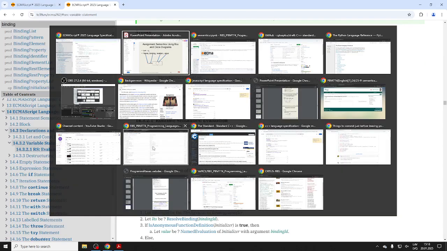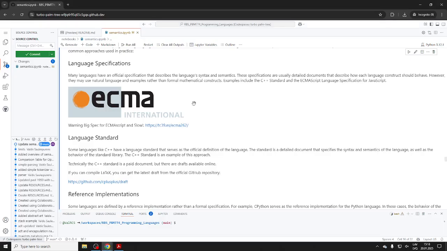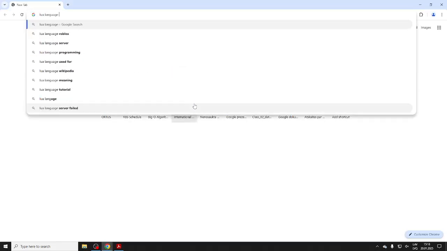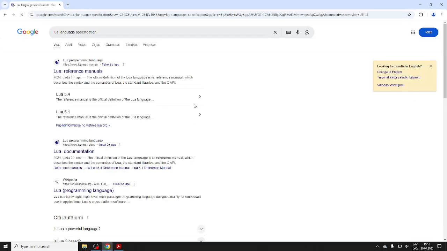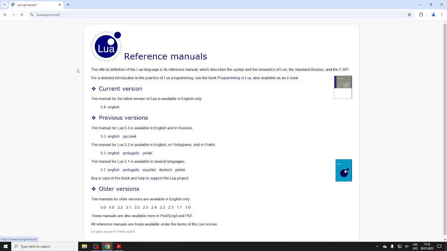Of course, maybe let's look at the Lua language. It should be easier. Let's see, Lua language specification. The official definition is its reference manual. It keeps things simple, so this is probably one of the easier languages to learn. Still a very powerful scripting language used in many games for game logic. A good language to pick up on the side.